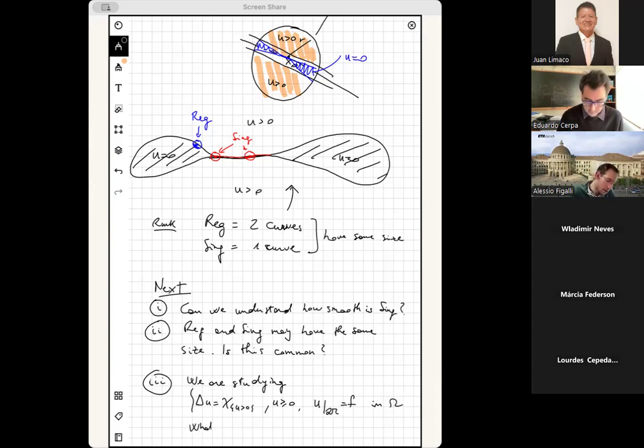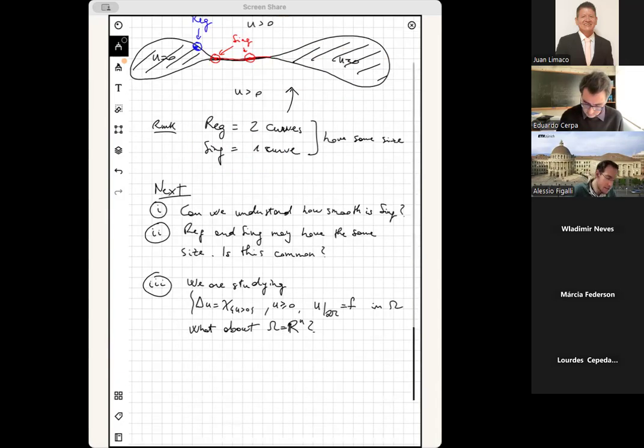What about omega equal R^n? So what can we say if, in other words, suppose that you have a function u infinity from R^n into R, Laplacian of u infinity equals characteristic of u infinity positive. Here there are no boundary conditions because there is no boundary in R^n, and u infinity is non-negative.